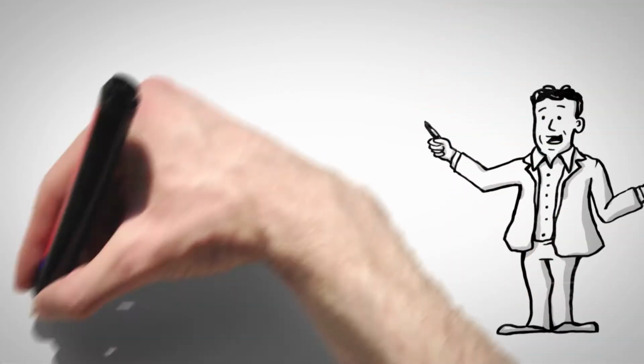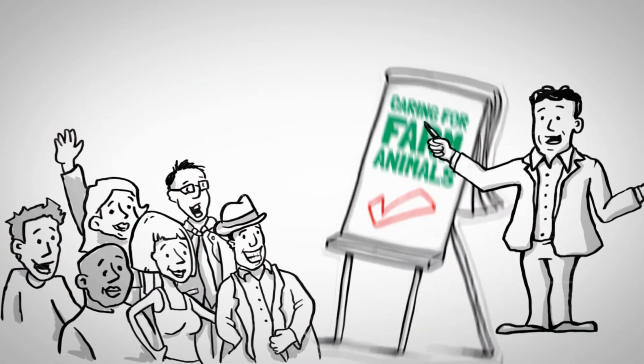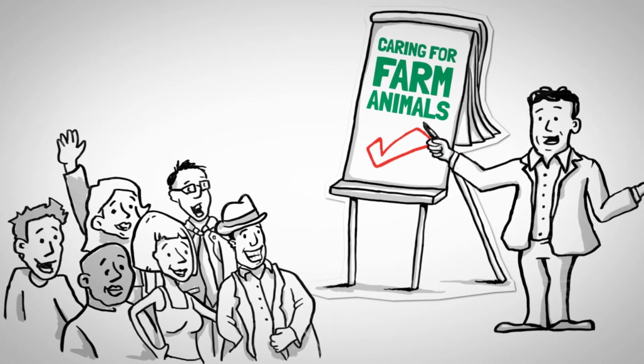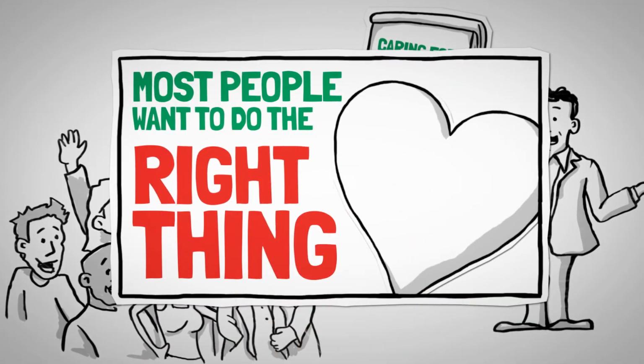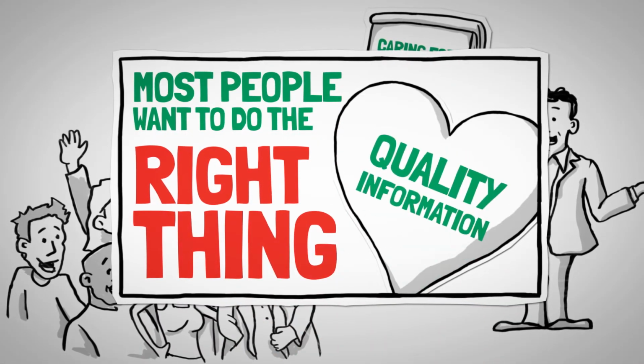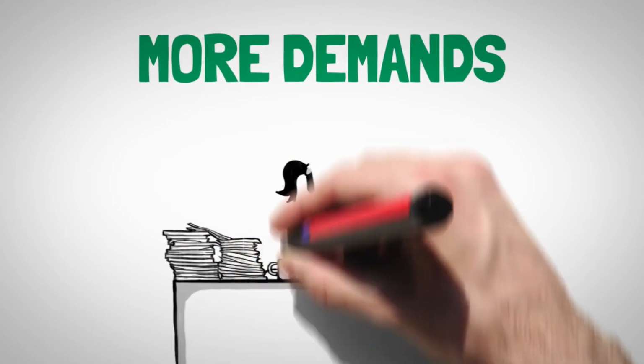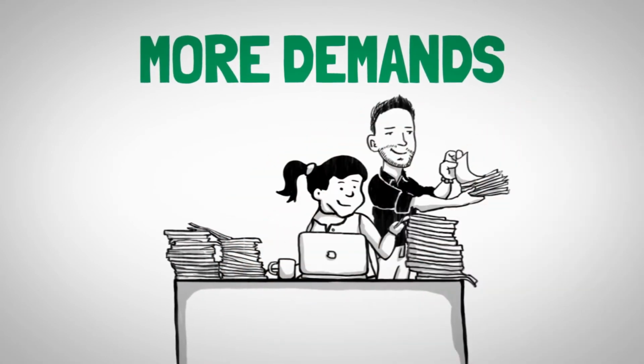Originally, codes were developed as education tools. This is still a cornerstone purpose. Good information extension is the best way to ensure the broadest implementation of animal care standards. Most people want to do the right thing, but they need quality information that they can utilize and that makes sense. However, more demands have been placed on codes to serve additional roles.